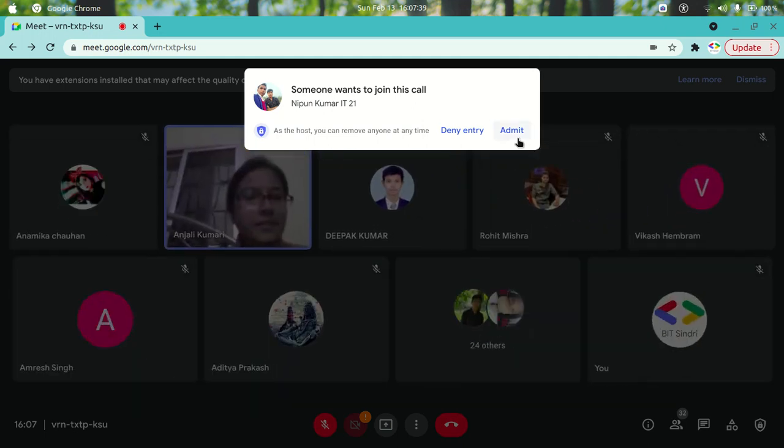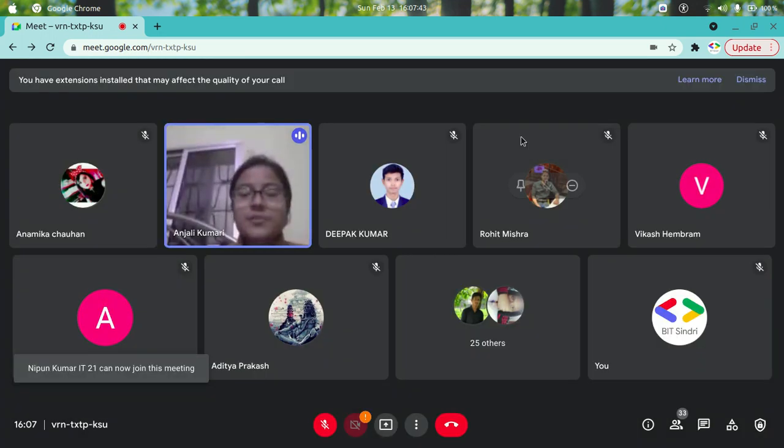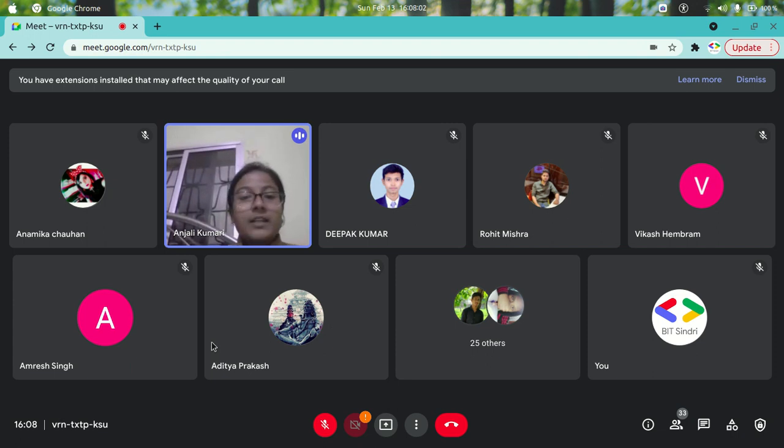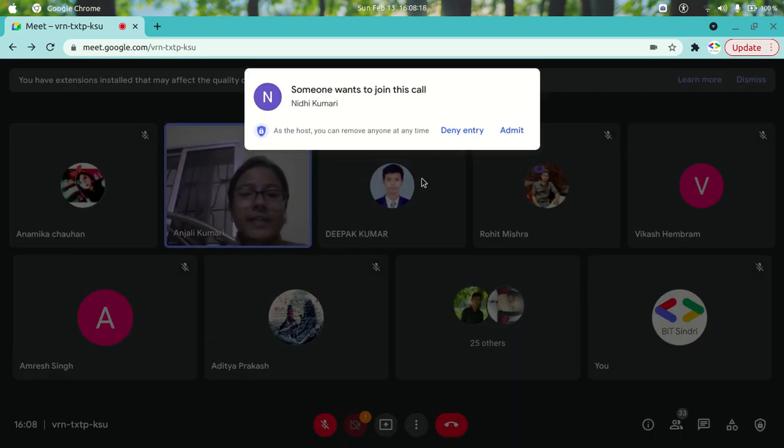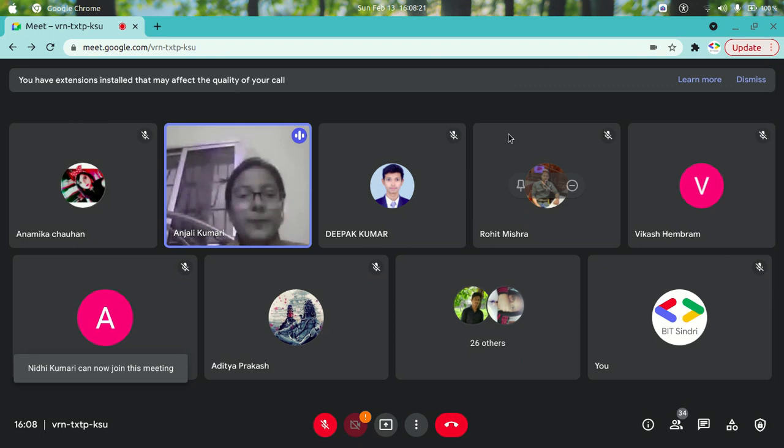Welcome, everyone. The agenda of today's session is to discuss the Solution Challenge 2022. Before going to the main part, as many of you are from 2K21, you may not have any idea about what GDSC is and what the benefits of having GDSC in our college are. So let me first give a brief introduction about the Google Developer Student Club.